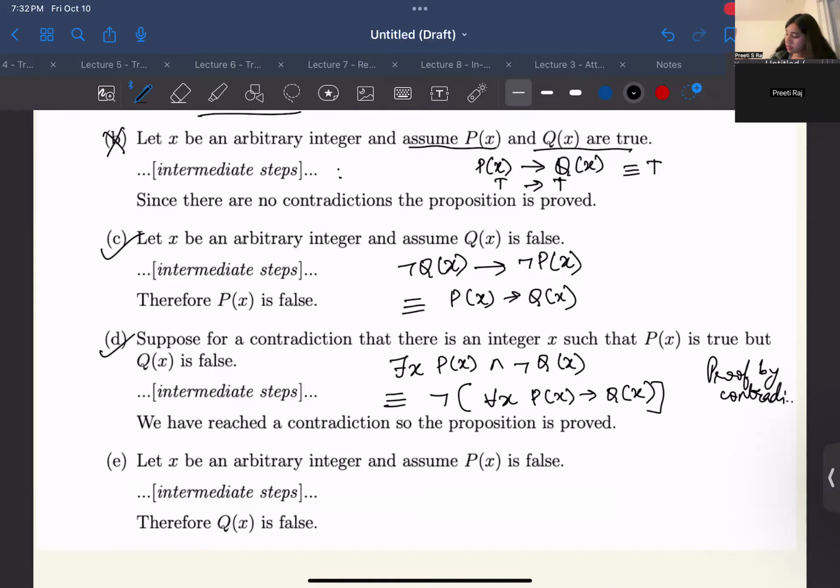With E, what we do is we assume P of X is false and then conclude that Q of X is false. This is not equivalent to P of X implies Q of X. So this would not prove the statement.